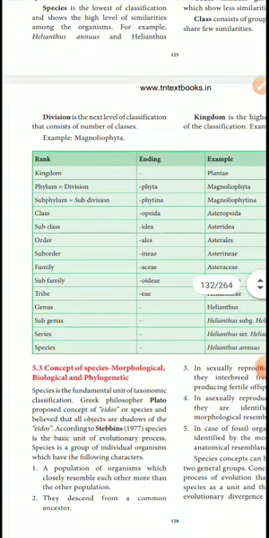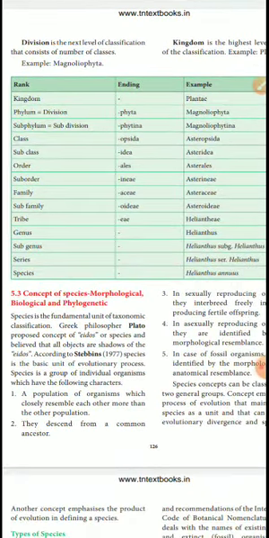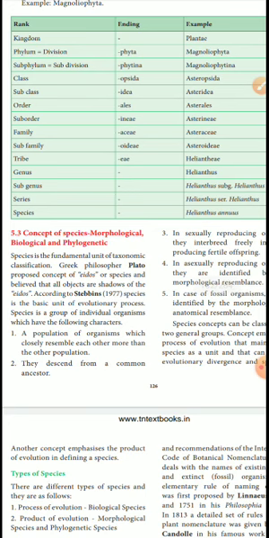The ranks coming under kingdom are: kingdom, phylum, subphylum, class, subclass, order, suborder, family, subfamily, tribe, genus, subgenus, series, species. For example, kingdom is Plantae, plants, phylum is Magnoliophyta, class is Asteropsida, subclass is Asteridae, and suborder is Asterineae, family is Asteraceae. There are only small changes from class to family.